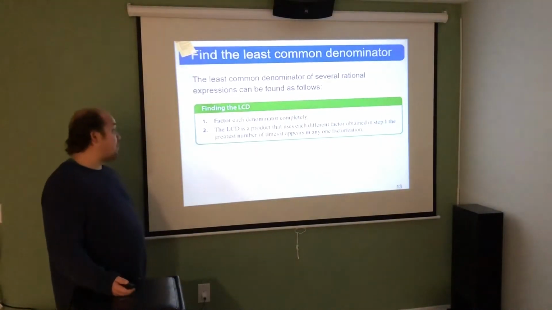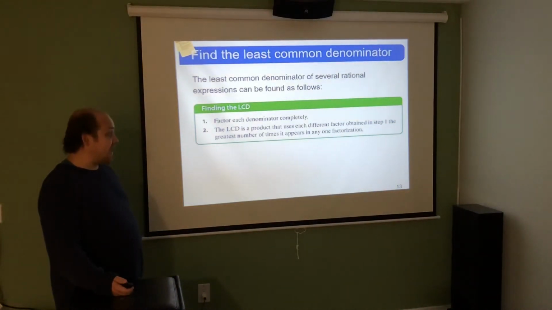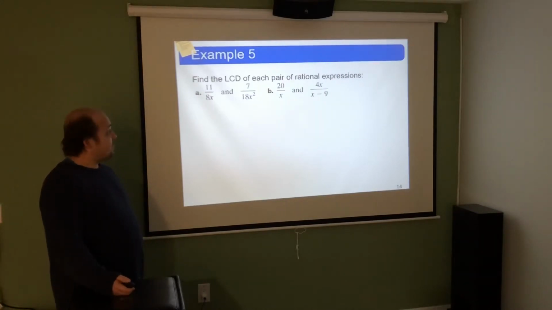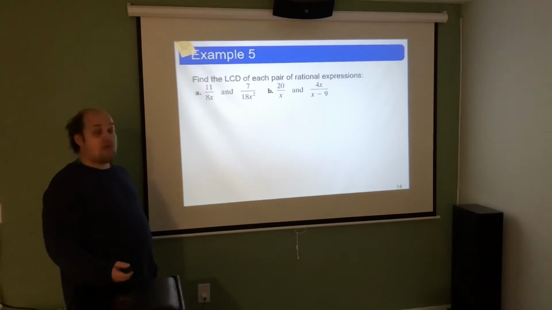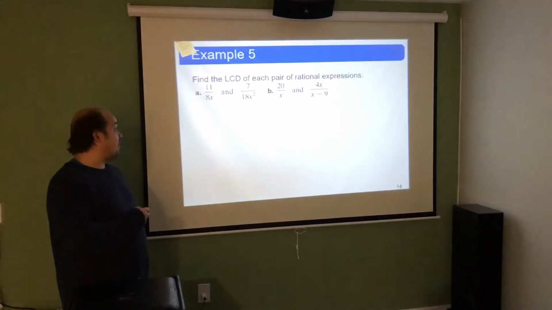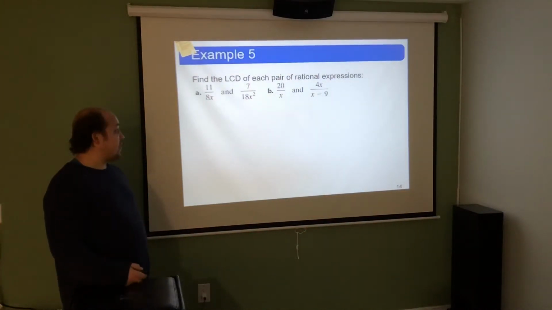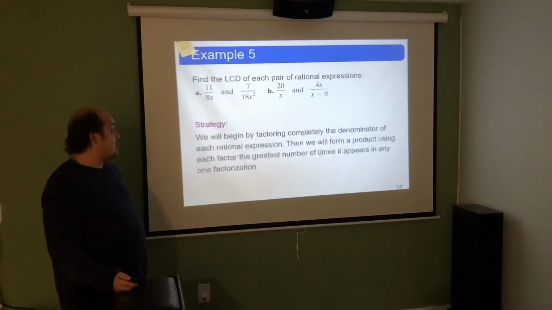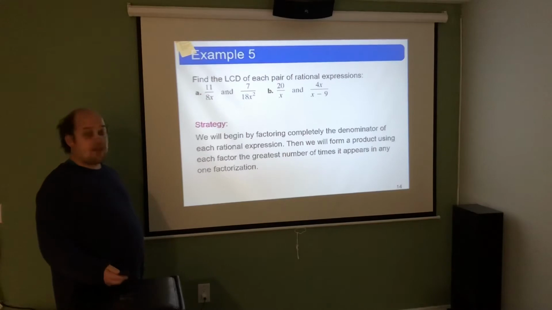The LCD is a product that uses each different factor obtained in step 1 the greatest number of times it appears in any one factorization. So if we want to find the LCD of a pair of rational expressions like 11 over 8x and 7 over 18x squared, or like 20 over x and 4x over x minus 9. The way that we do the process is we're going to factor completely the denominator of each, and then we're going to form a product using each factor the greatest number of times it appears in any one factorization.